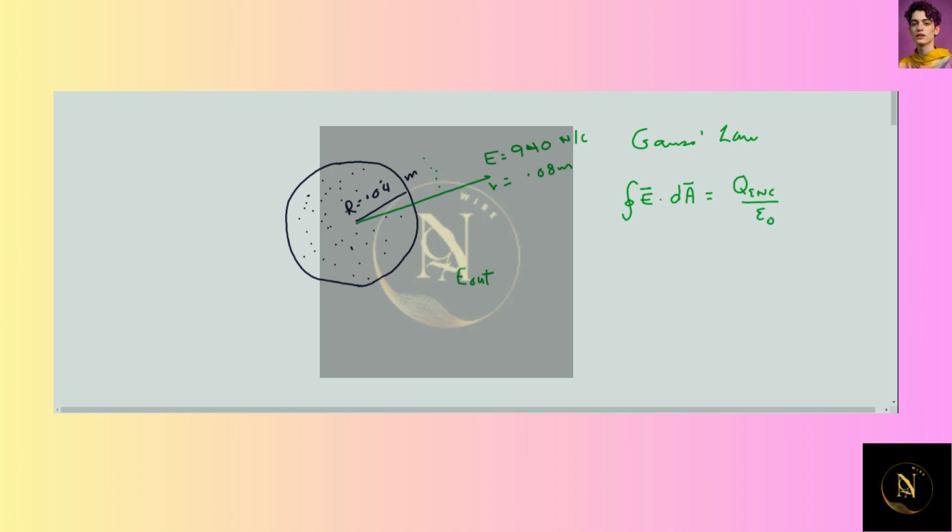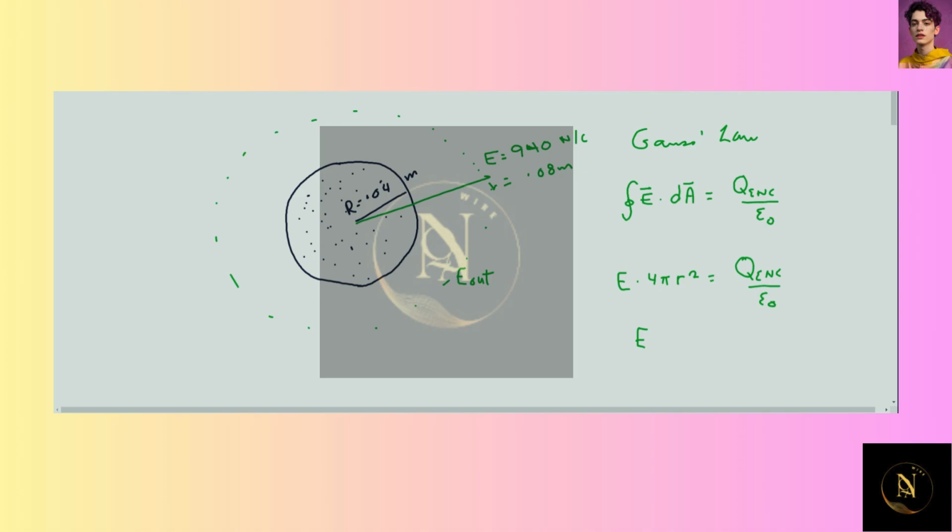And we can draw a little Gaussian surface right at the point of the electric field. And what we know is that the electric field times the surface area of that sphere, 4 pi r squared, is equal to the entire charge enclosed over epsilon naught. So this should give us the entire charge enclosed. And then we can turn that into a uniform charge density.